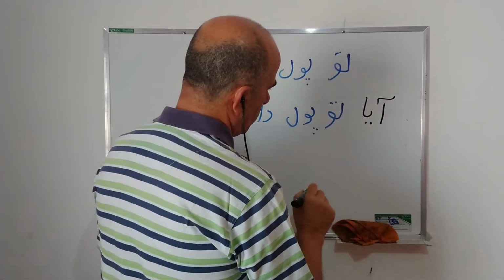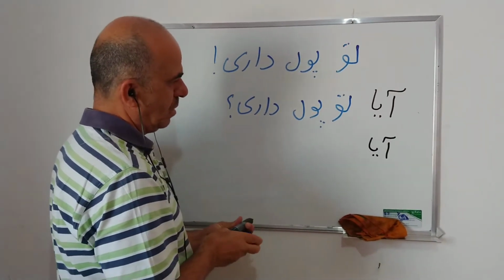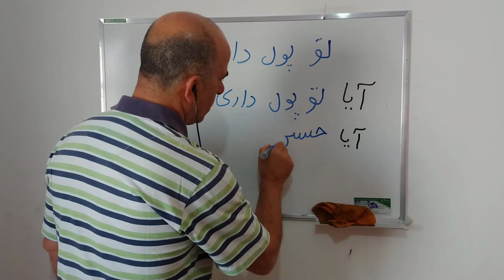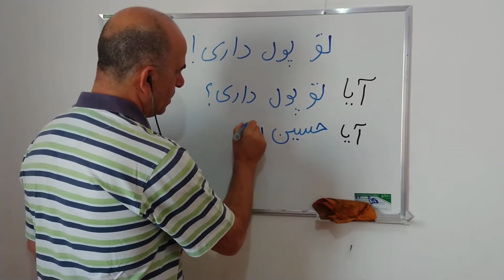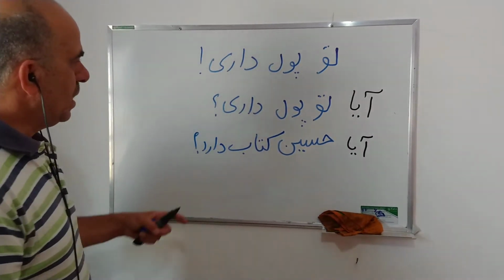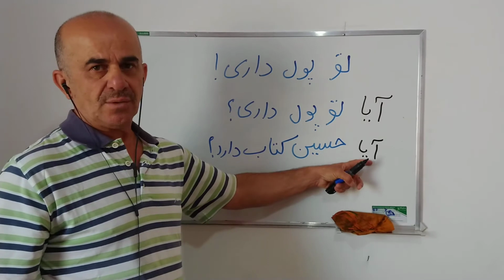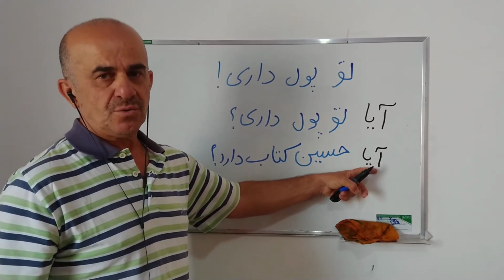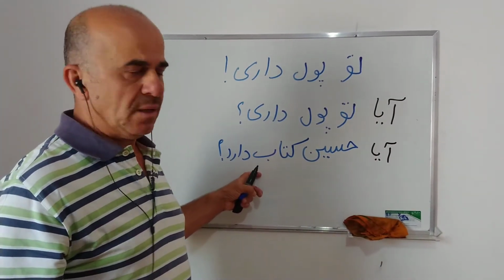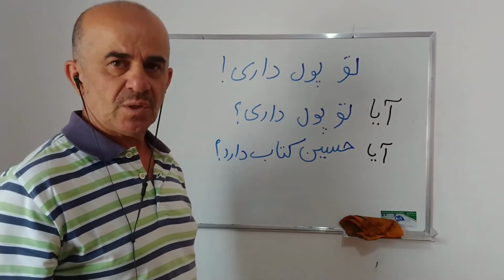Aya. Man, Aya Hussein, Kitab Dara. So if I start the sentence with Aya, it's always a question. It's like did and do in English. Do you have a book? Okay, you can say you have a book. Hussein Kitab Dara. To pool dari, aya to pool dari, but you don't have to say it. Okay?